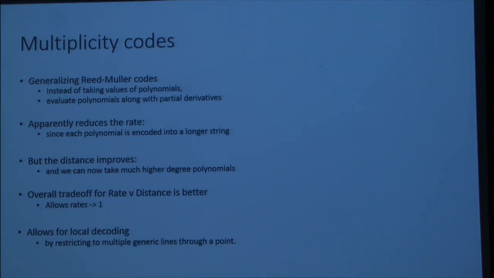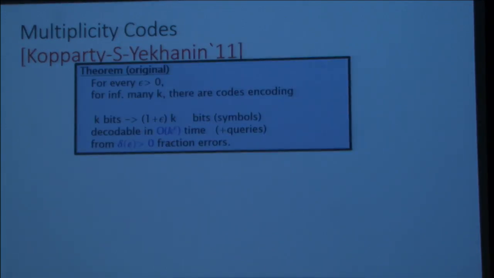the derivatives. On one hand, when you write derivatives, the length of the codeword is getting longer, so you're losing out in n, but you gain in the message length, because now you can take polynomials of higher degree than you could have otherwise and still get distance. So you see what is the best degree of polynomial you can handle, and you do the trade-off, and you get much better. These codes have rate approaching 1. So we take these multiplicity codes, and these were the parameters. You can stretch k bits to just a little bit more than k bits, and these codes are decodable in k to the epsilon time and queries.